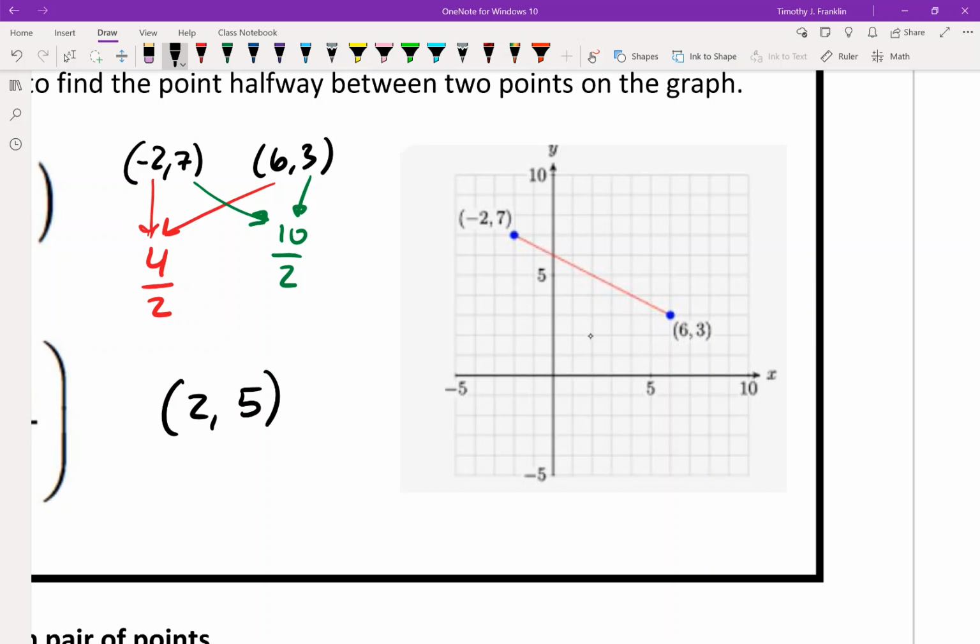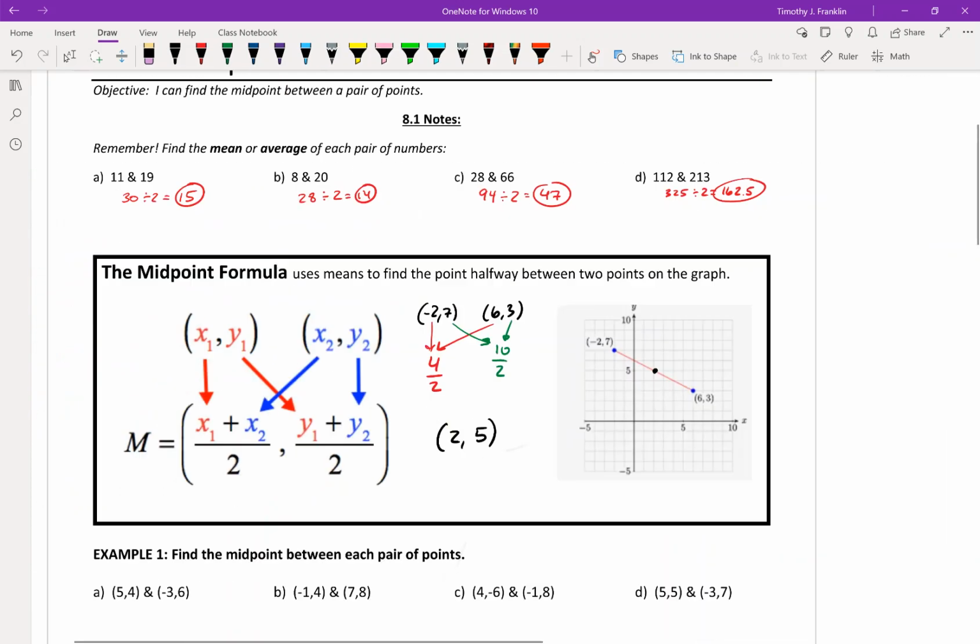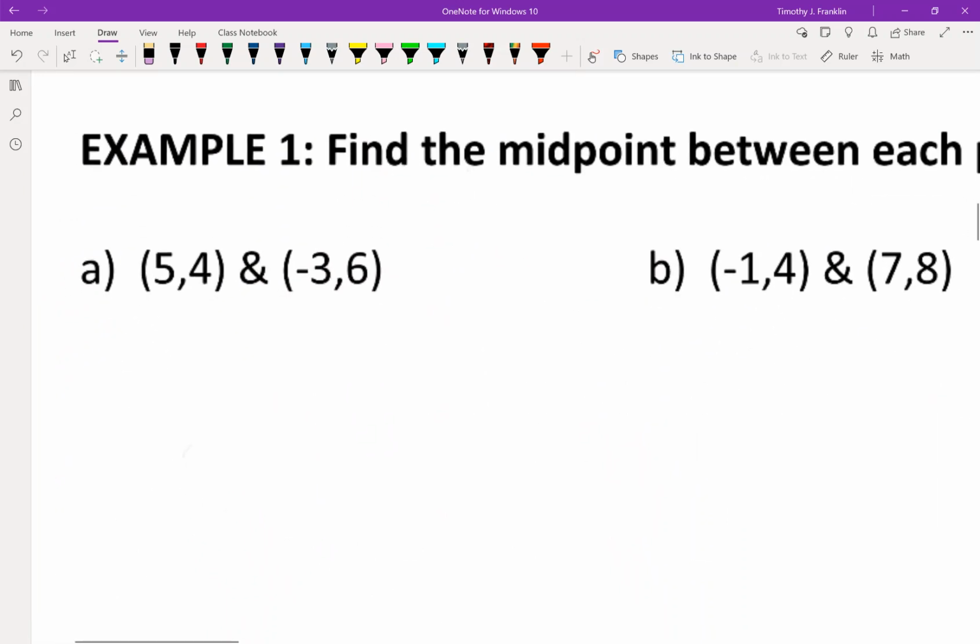And the point 2, 5, just to confirm, is right here. And that is right in the middle of that line segment. These two halves here are equal. Pretty useful. So we're going to do some examples, see how this works out.